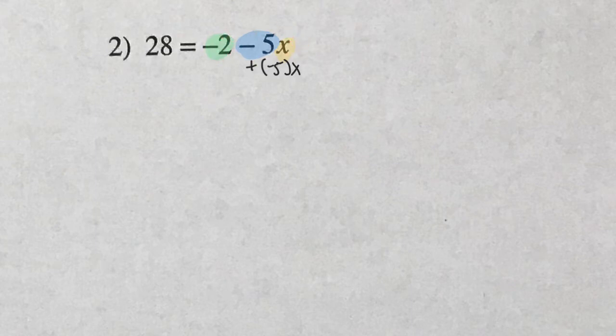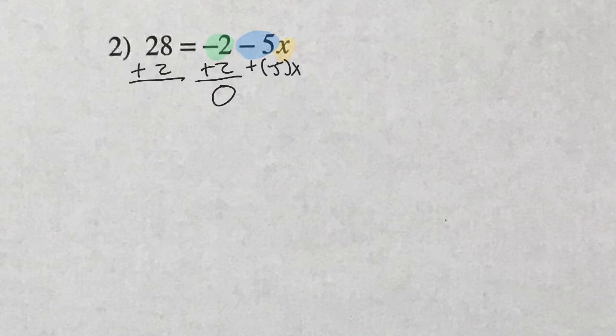So if I've got my constant, I'm going to add 2 in order to get 0. But what I do to one side, I have to do to the other. So I get 30. 30 equals 0 plus negative 5x.